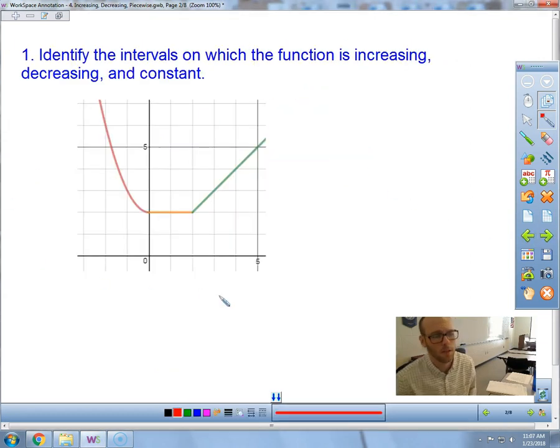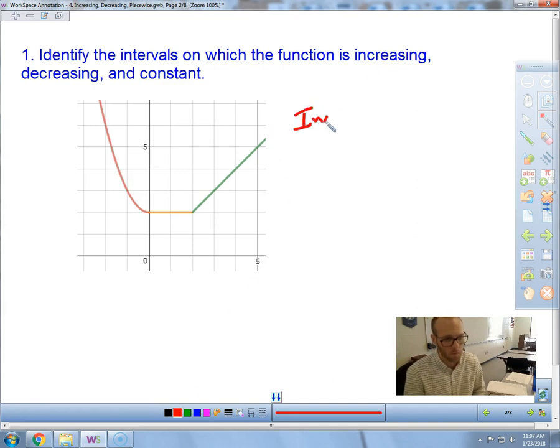All right, so here's a function. I want to identify the intervals on which this function is increasing, decreasing, and constant. I gave us a little bit of help by coloring the different parts of the function different colors. So where is this function increasing? Well, from this point on, from there to the right. Now what is the x-coordinate of that? That's at 2. This function is increasing from 2 to infinity. Now I'm using interval notation. I'm going to put a parenthesis on 2.